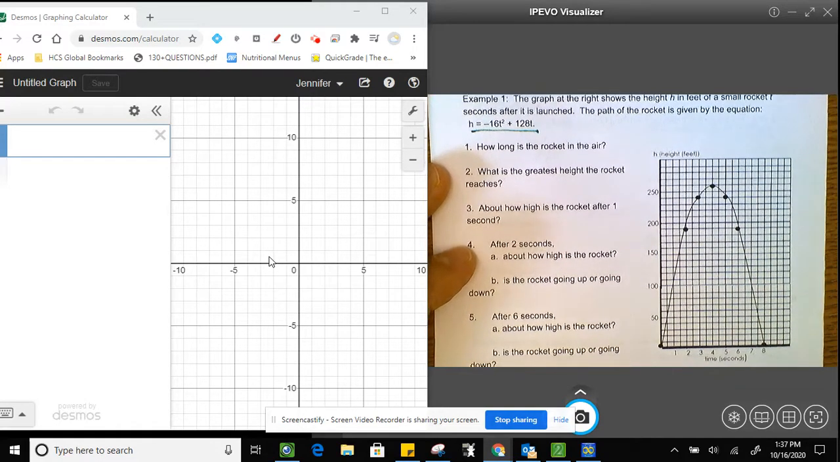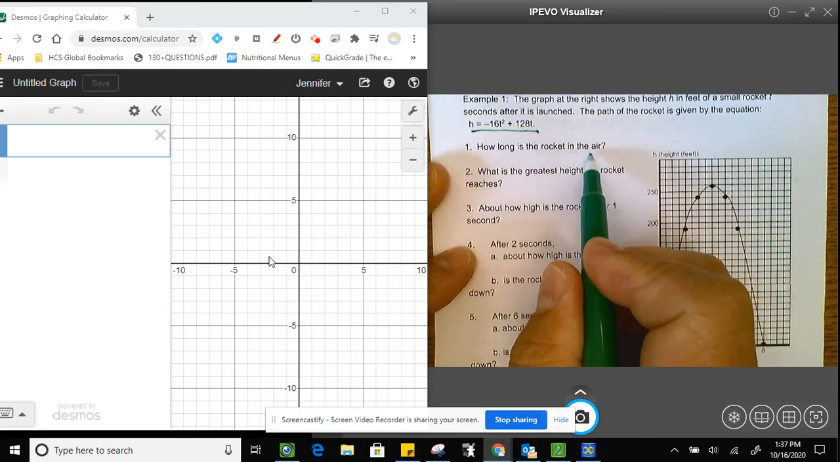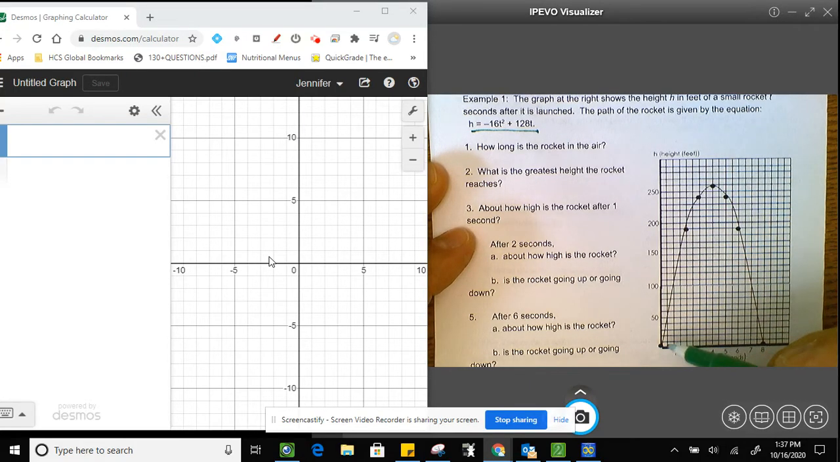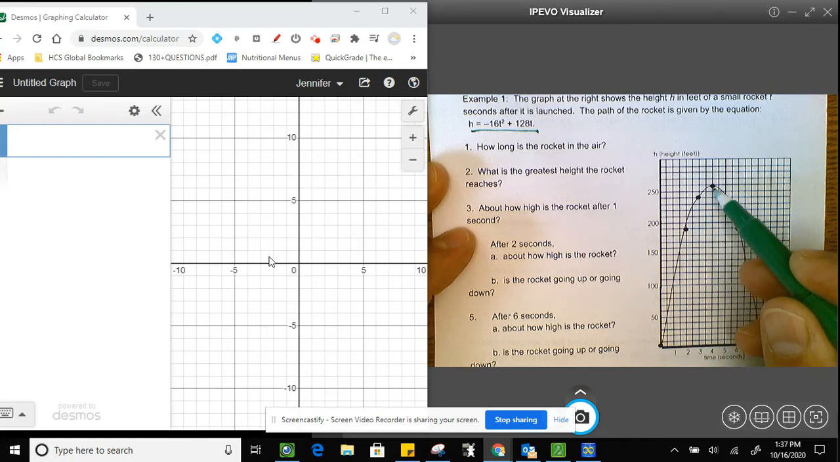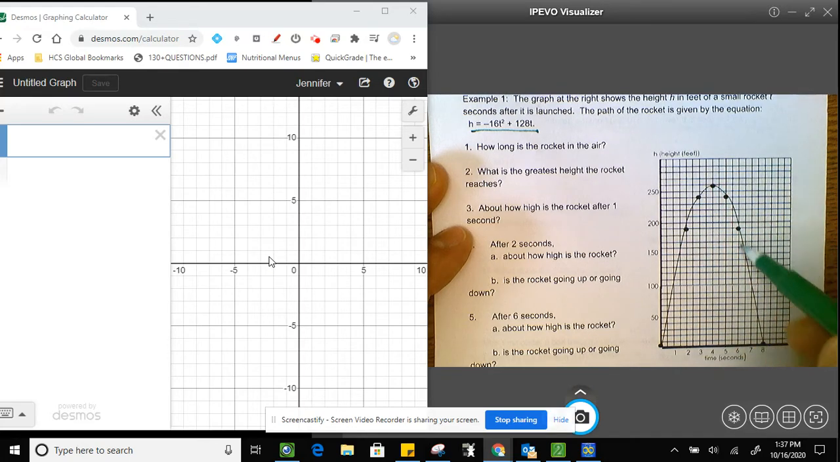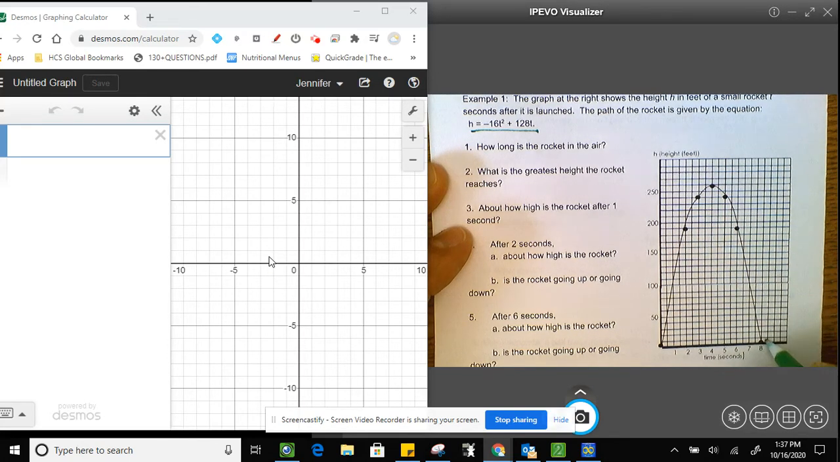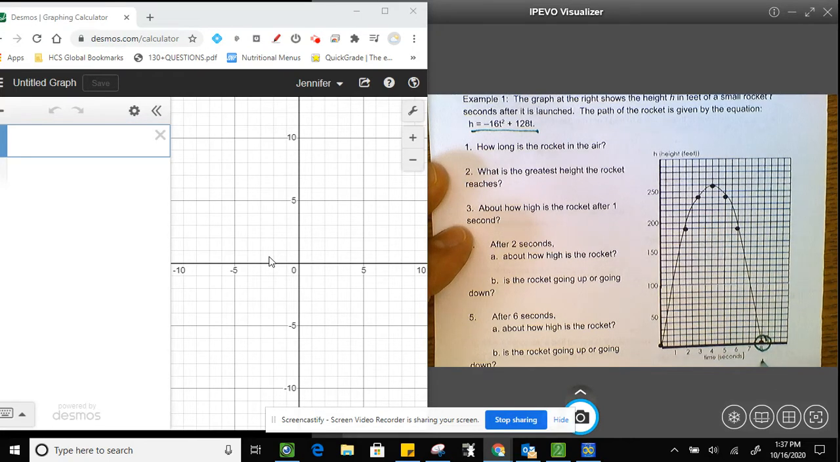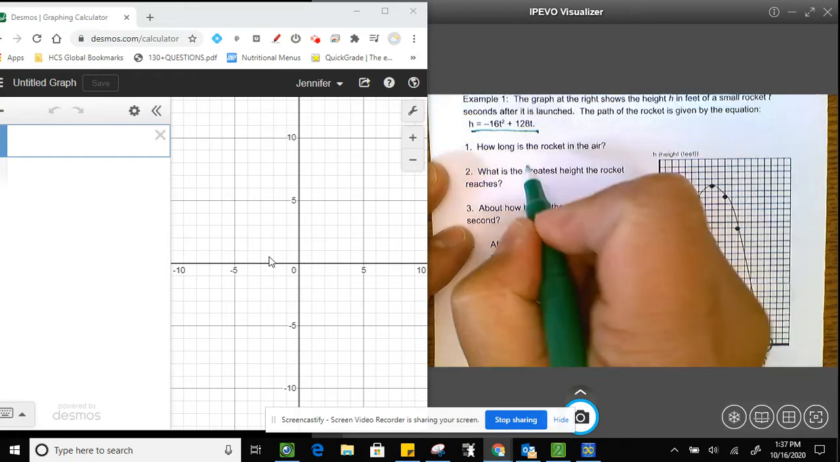So how long is the rocket in the air? We start. This shows that the graph was launched from the ground. It goes upward. Here, if you recognize, this is the vertex, and then that's the turning point. So it turns and it goes back down toward the ground. And this is when it hit the ground. So how long was it in the air? It was in the air for 8 seconds.